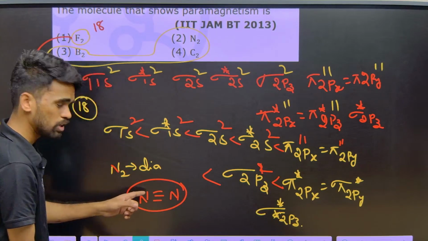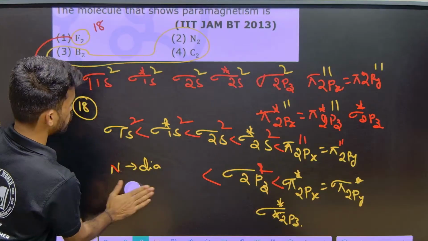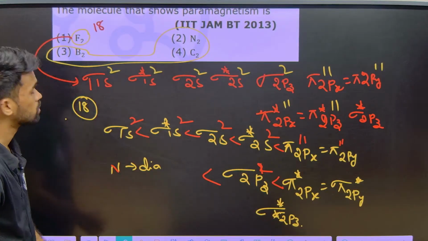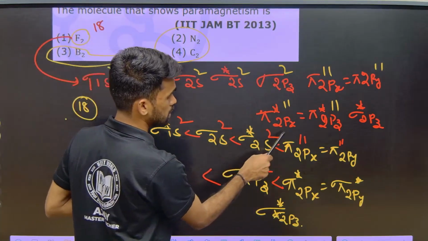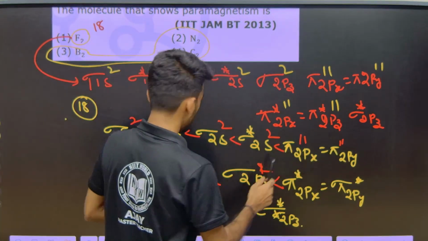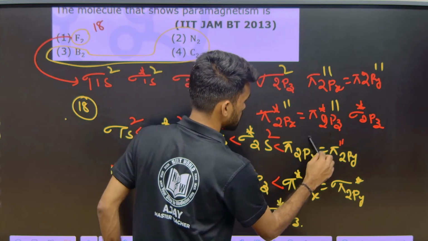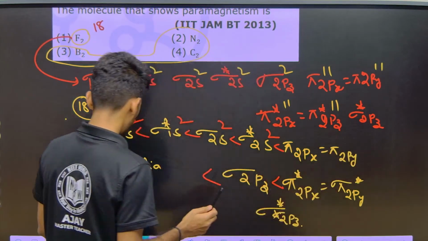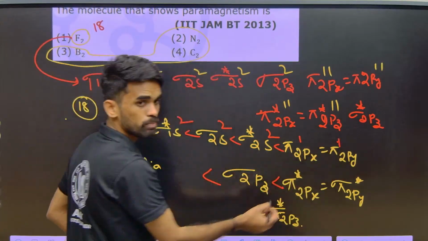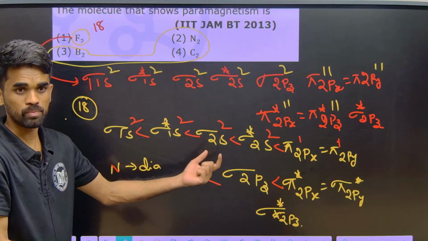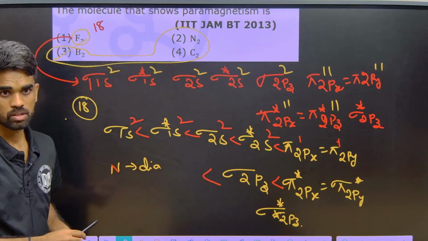Now I will tell you the trick for this. For this question, tell me, how many electrons does B2 have? 10 electrons. So it means 2, 4, 6, 8, 9, 10. You should fill the electrons something like this: 8, then 9 and 10 separately. So it is paramagnetic with 2 unpaired electrons. Now you will get a magnetic moment value also. So your answer should be B2.